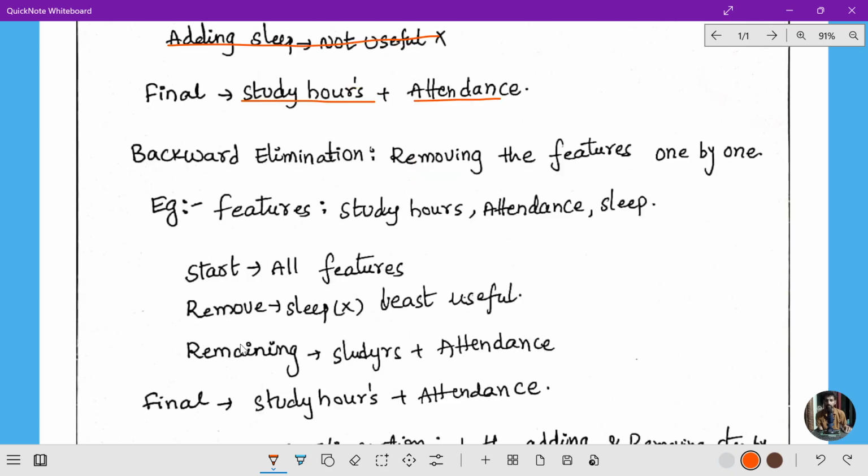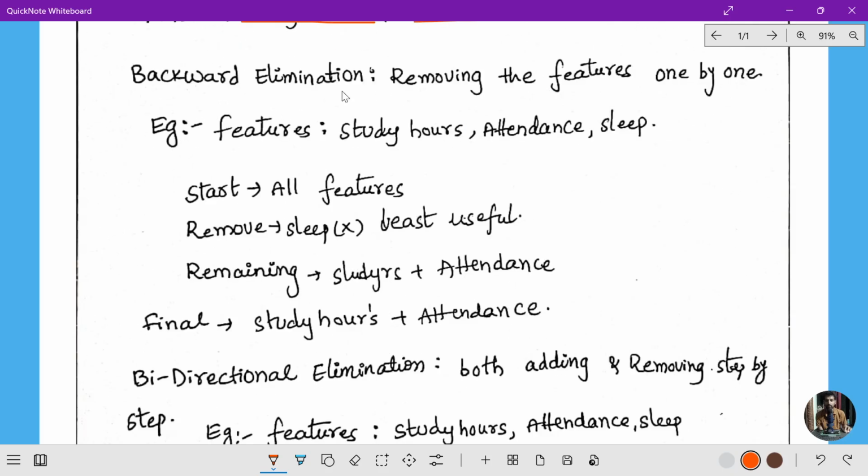Okay, next, the second one is backward elimination, removing the features one by one. In forward selection we added; in backward elimination we remove the features one by one. So what is the first feature? You can observe, initially we add all of them: all features like study hours, attendance, sleep. Then remove sleep, the least useful. Out of study hours, attendance and sleep, this is the least useful. You remove this one. This is what we call backward elimination.